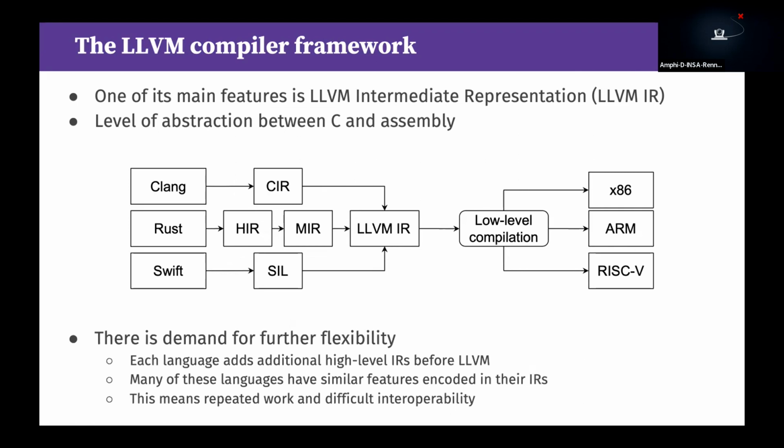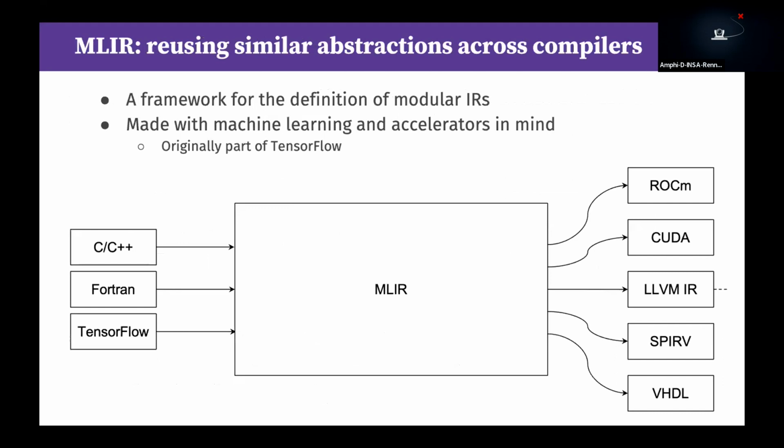But there is a demand for further flexibility. Each language that you've seen, like C, Rust, or Swift, is using a different high-level IR before LLVM, and many of these languages have similar features encoded in their IR. Basically, they are similar, but they don't share all the upper level part. So MLIR is trying to answer that problem.